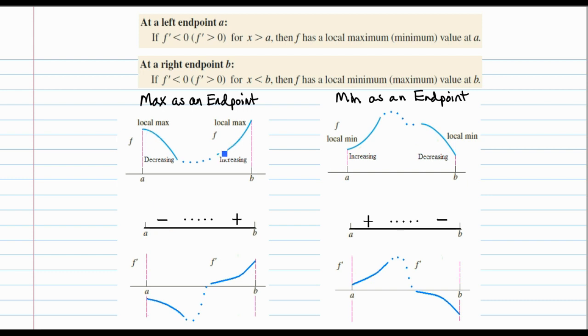Or vice versa, if the function is increasing before a right endpoint, that right endpoint had a maximum. So the derivative would be positive before the right endpoint. And the same is for minimums as a left endpoint or a right endpoint.